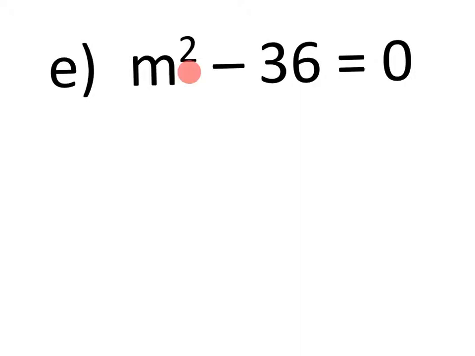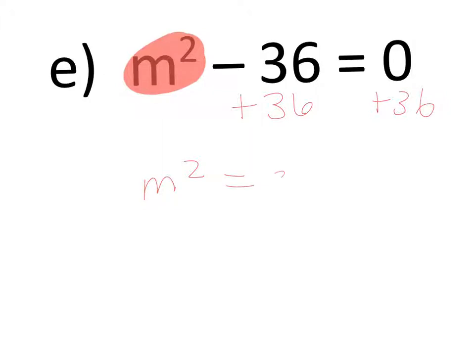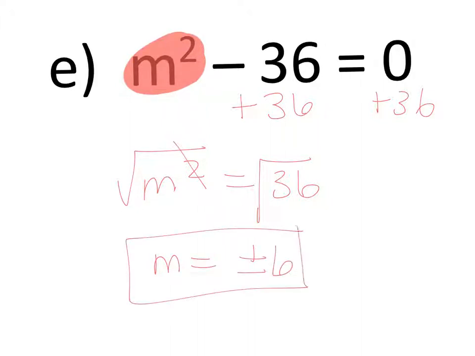All right, so we want to get this guy all by itself. To isolate, we're going to go ahead and add the 36 over. So we have m squared equals 36. We've isolated, and now we're going to get rid of that exponent of 2. So we're going to square root both sides, so those cancel. So m equals plus or minus 6.